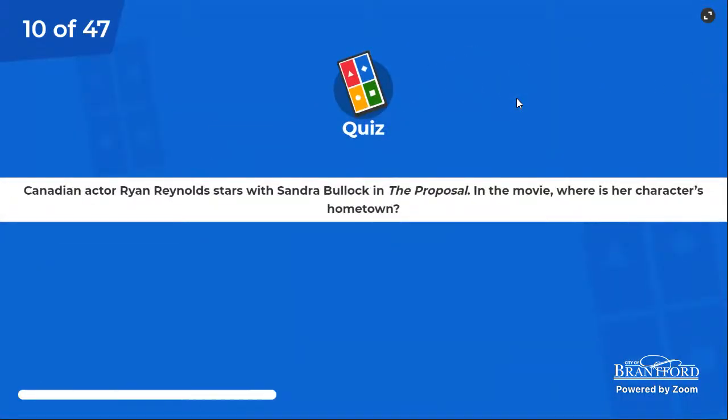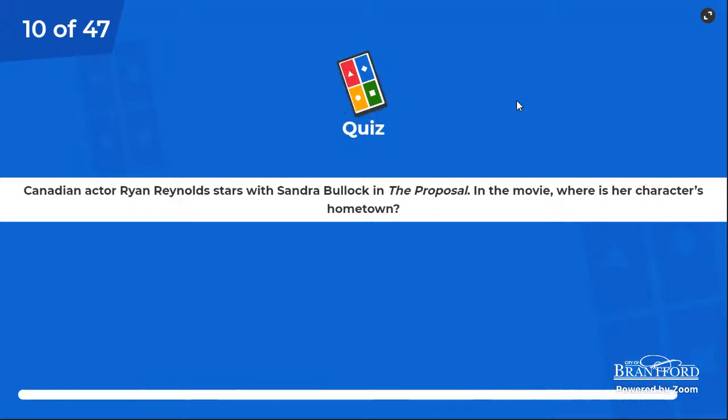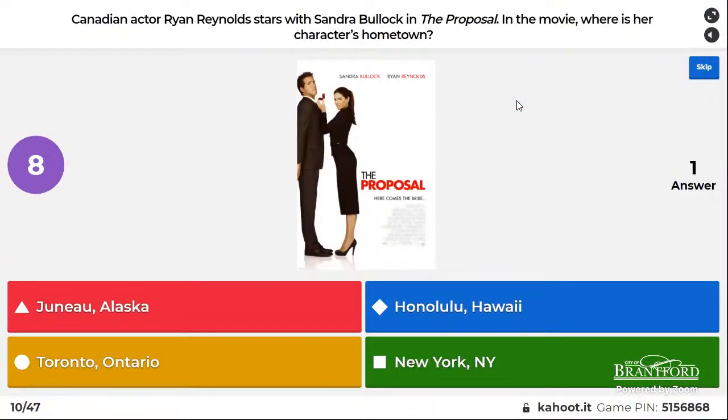Canadian actor Ryan Reynolds stars with Sandra Bullock in The Proposal. In the movie, where is her character's hometown? Is it Juneau, Alaska, Honolulu, Hawaii, Toronto, Ontario, or New York, New York?